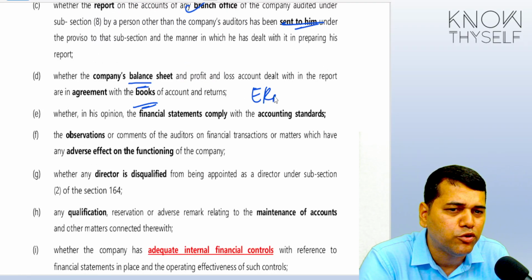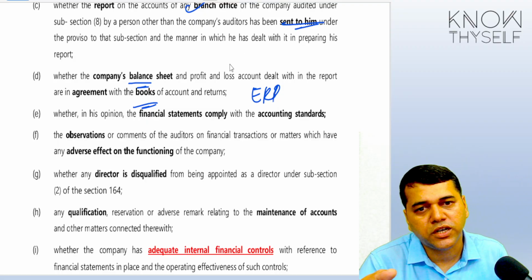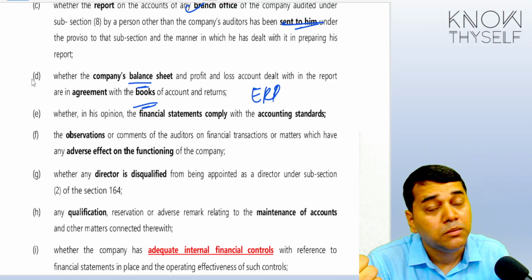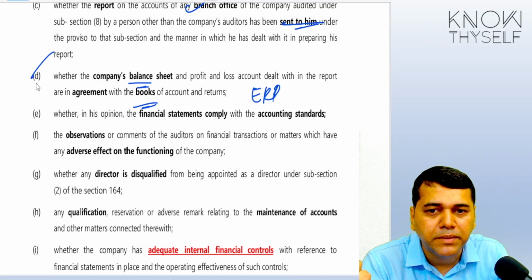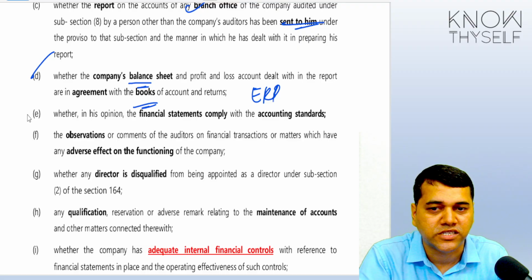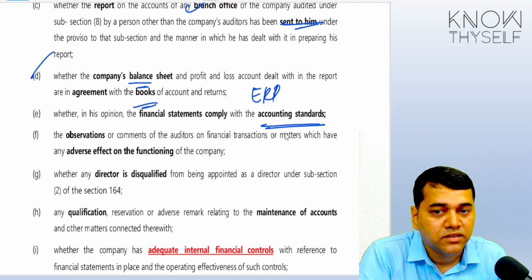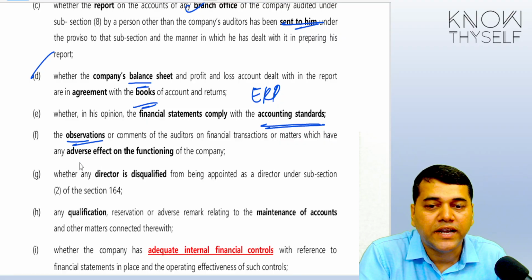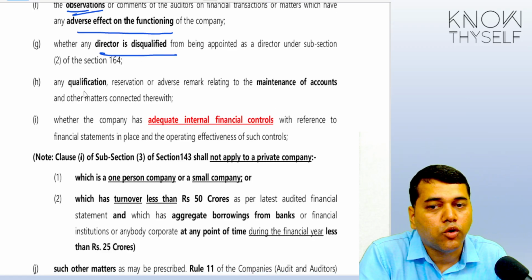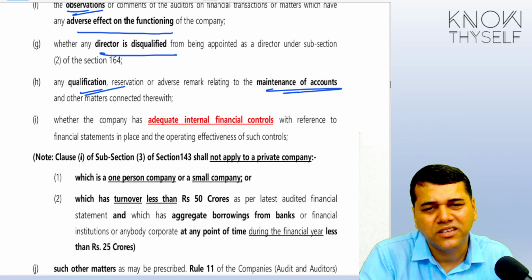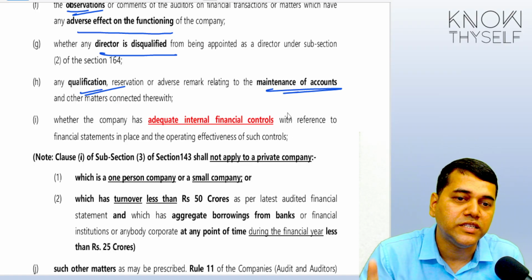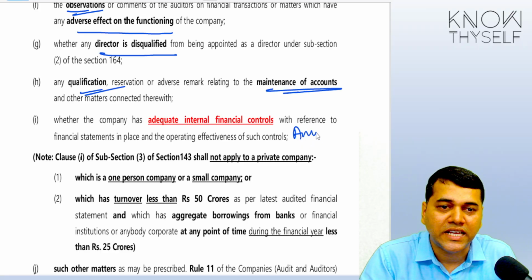Anyhow, today after ERP and all, you need not check this. It is automatic. But once upon a time, your books of accounts and the trial balance had to be matched one by one. We had a green color pencil to tick that we have seen the opening balance or the book balance properly transferred in the financials. Whether they comply with the accounting standards, observations which have an adverse effect on the functioning of the company, whether any director is disqualified, and whether there is any qualification with relation to the maintenance of the accounts. These are all the things you may have to memorize. And do you have adequate internal financial controls? We have already seen this in chapter number 4, and this is always given as an annexure.